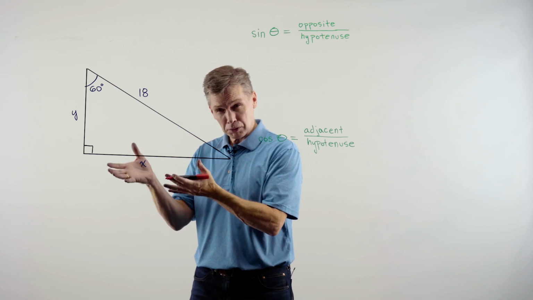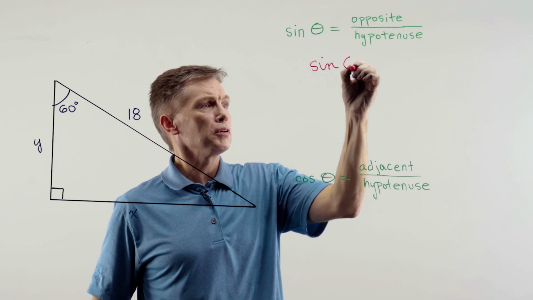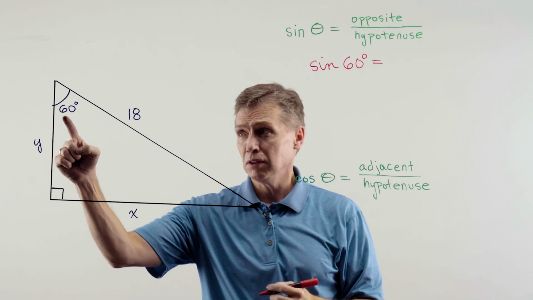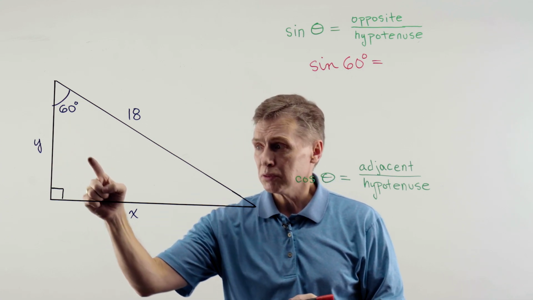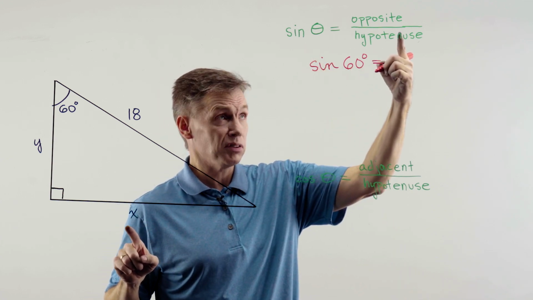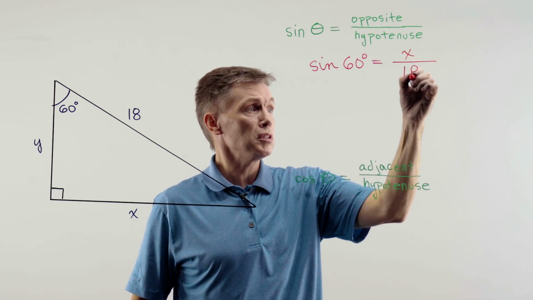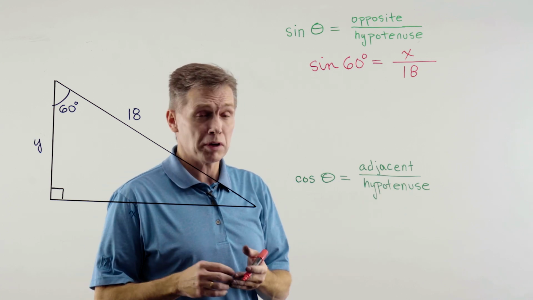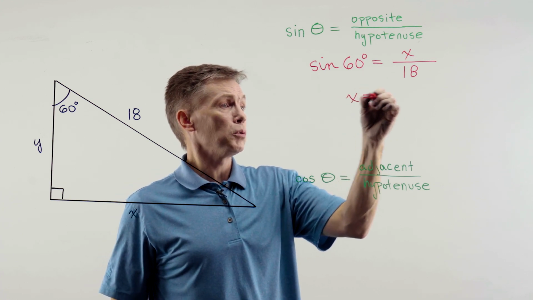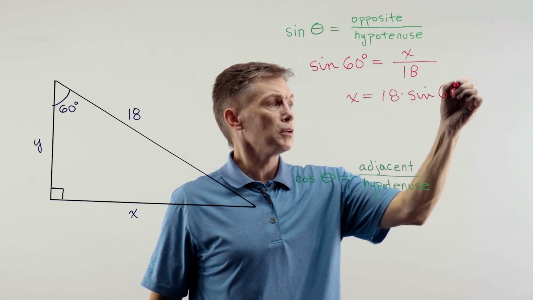How that applies to this situation is that if I want to make a statement about sine of 60 degrees in my figure, the 60 degrees up here in the top, the opposite side would be that x. And I'm looking at the opposite because I'm using sine, and this is like our definition of sine. The opposite is x, the hypotenuse is 18. Okay, and remember we're trying to solve for the variables. And so now you have an equation involving x. So x equals 18 times the sine of 60 degrees.